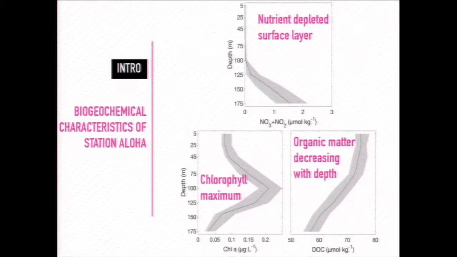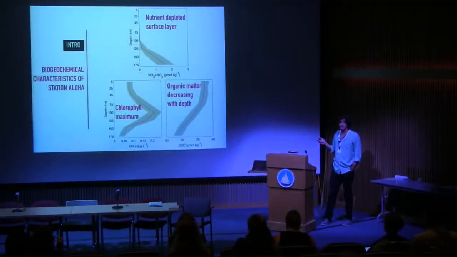These are the median profiles for the whole time series. We have nitrate plus nitrite here, chlorophyll, and one compound, dissolved organic carbon, that is representative of the organic matter in the ocean. We have a surface layer that is nutrient depleted, with one or a few nanomoles per liter concentration of nitrate plus nitrite. Then the concentration starts to increase at a certain depth, around 100 meters.